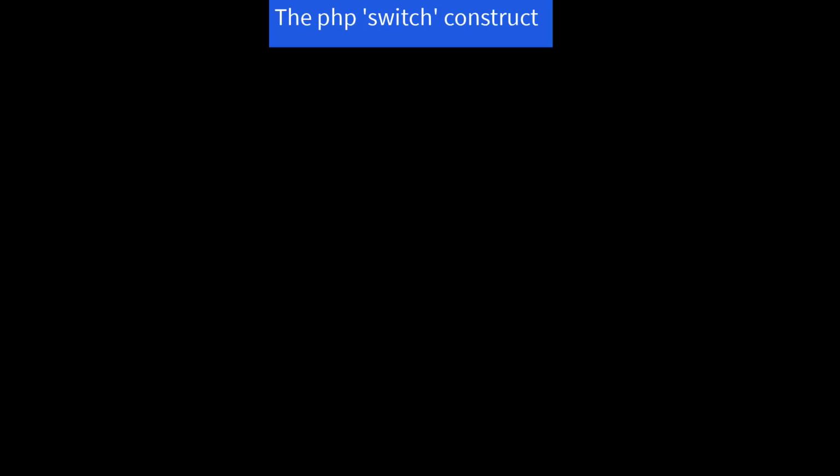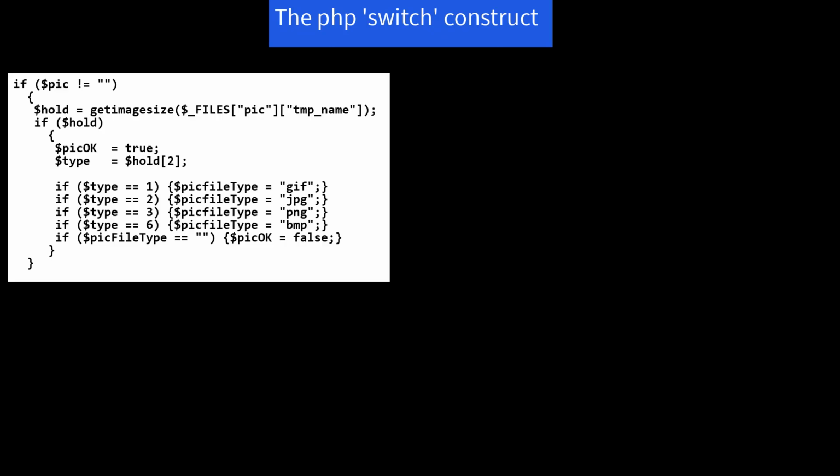The PHP switch construct. At one point in our CGI, we were checking out a value returned from the getImageSize function. You may recall this code. If $pic not equal to quote quote, $hold equals getImageSize of $_FILES pic tmp name. Now, if $hold, then we set $picOK to true and $type to $hold bracket 2. Then we have a series of if statements, if $type equals 1, if $type equals 2, and so forth, and then if $picFileType equals quote quote.